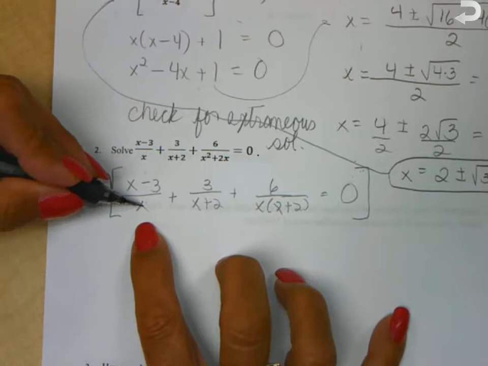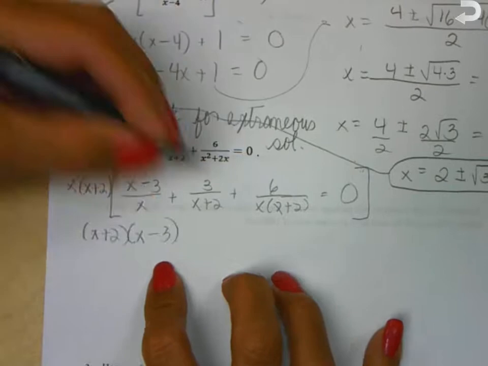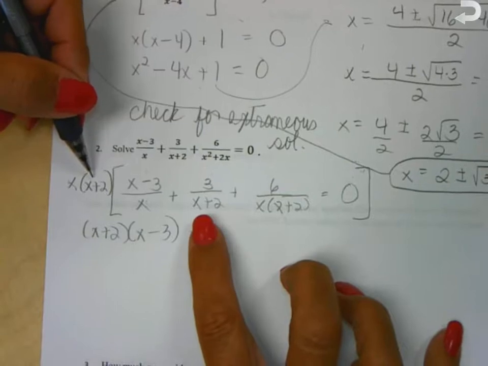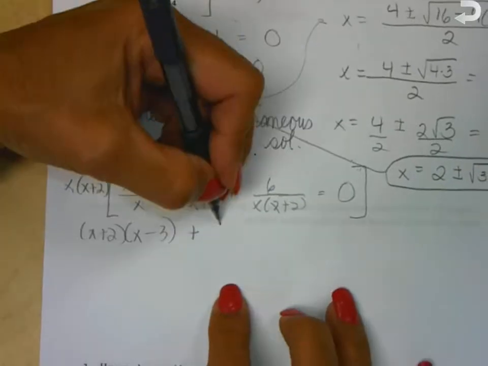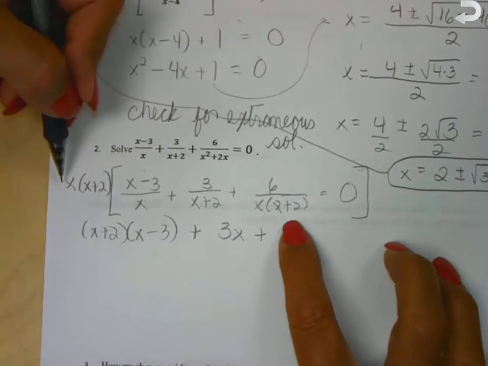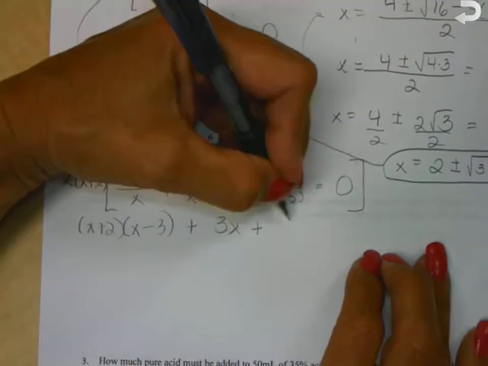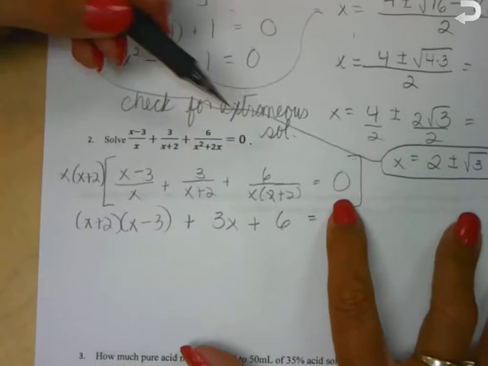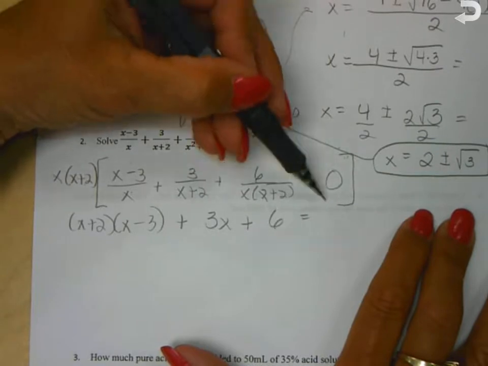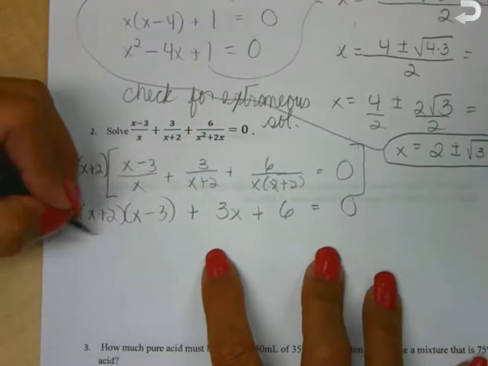On the first distributing, the x times x plus 2, the x's will drop out and I'm going to have x plus 2 times x minus 3. When I distribute the x times x plus 2 to the second fraction, the x plus 2's will cancel and I'll have 3 times x. For the third fraction, multiplying through by x times x plus 2, the x times x plus 2 will cancel out both top and bottom, and I'm going to be left with 6. And then, this being a 0, we know that the product is 0 here, but if this is a number different from 0, make sure you distribute that through to that term as well.